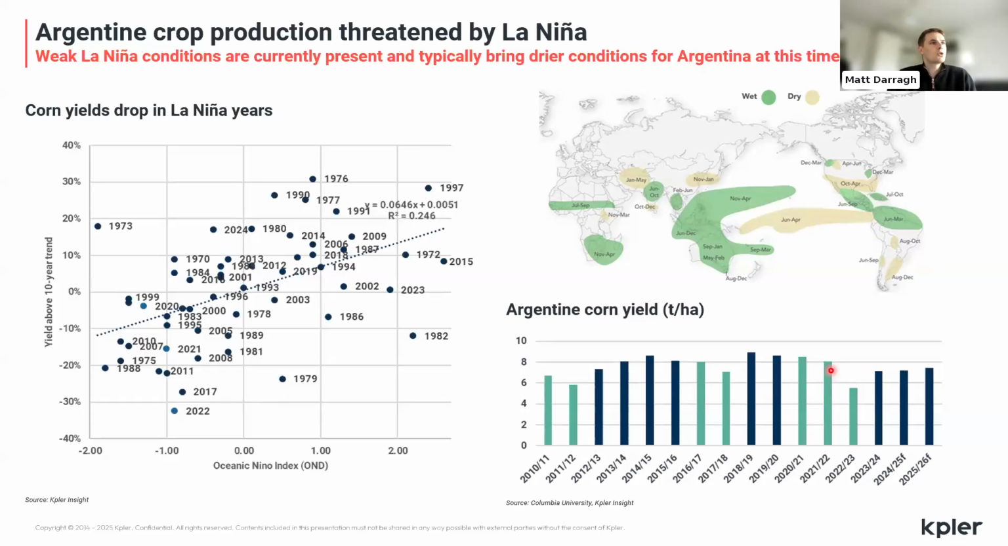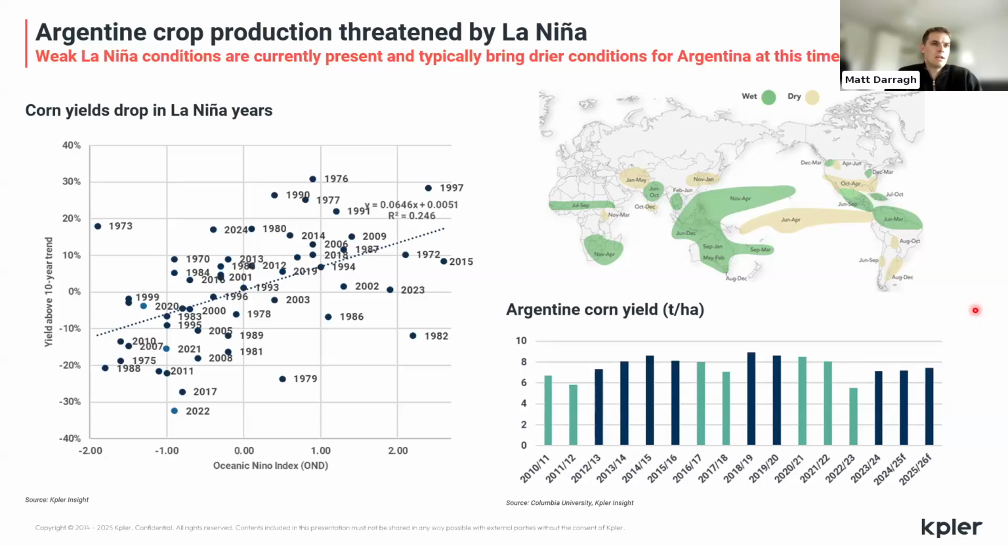And we're looking at corn here. We had also run the same analysis for soybeans, but it yielded a lower R-squared value, meaning that the relationship between yield and a La Nina event is typically weaker for soybeans. So that's why we're demonstrating corn on this slide.